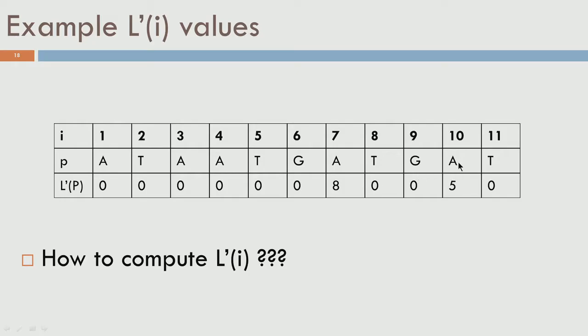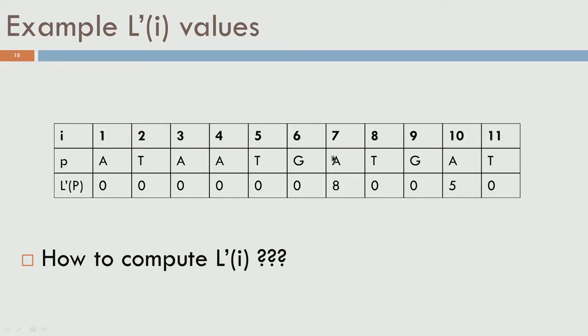Similarly, one can check that the largest place where AT occurs such that G is not a preceding part is definitely the value 5. AT occurs here, right. So, therefore, for L prime of 10, the candidate value is 5, and indeed it is 5 because just before AT it is A and not G. This is the additional condition that must be satisfied.